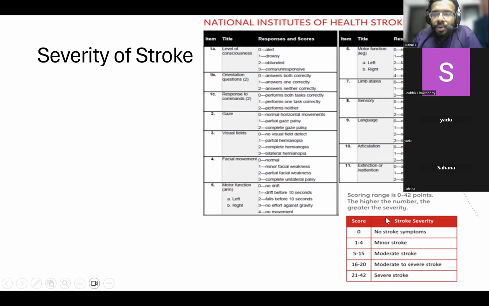So even if you don't know the whole component, at least try to remember the numbers: 1 to 4 is minor stroke, 5 to 15 is moderate, 16 to 20 is moderate to severe, and more than 21 is a very severe stroke. It goes from 0 to 42. This is going to be difficult to remember if you haven't heard this before, which is okay. So next time you see someone writing the NIHSS score on a case sheet, at that particular time refer to this table, and then you will start remembering it better.